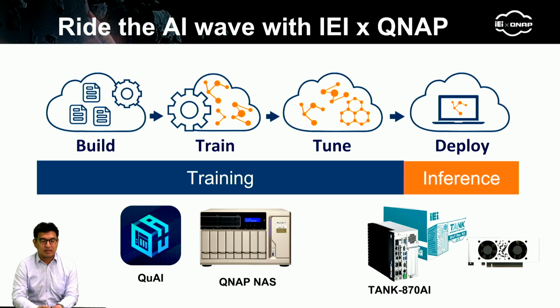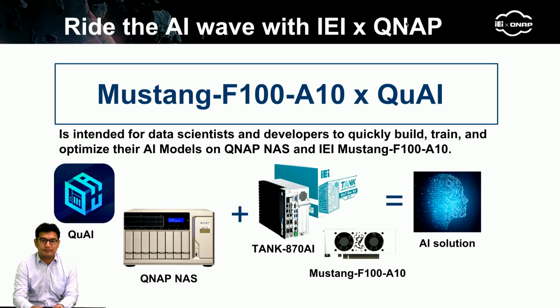We would like to use the QNAP and IEI solution to help you build a training machine using QNAP NAS, and an inference machine using the IEI Tank. For the training, we encourage you to use QNAP NAS because all the data are already in the NAS. But now we add computing power and also our software tool, QUAI, to help you manage the model and quickly set up the environment.